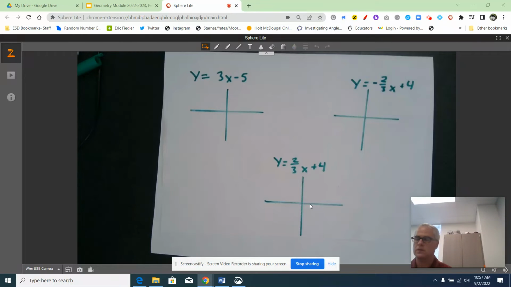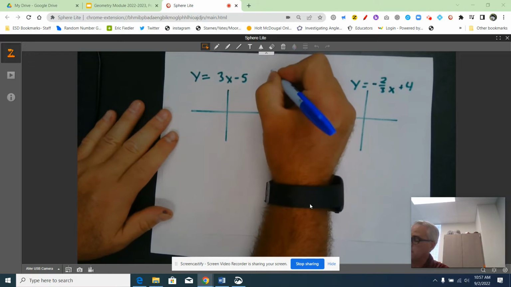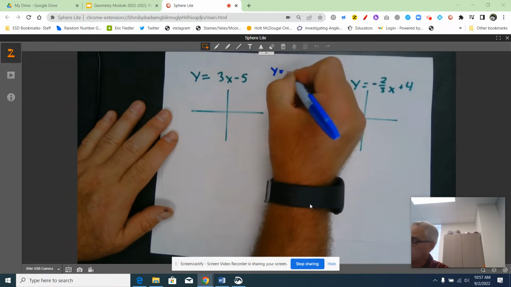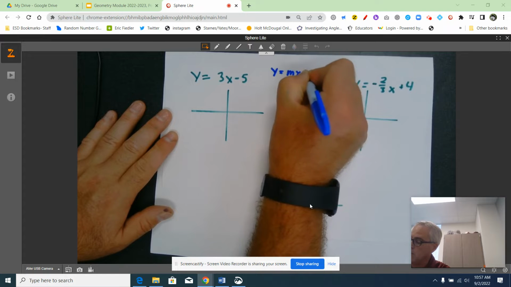Here's a couple problems about graphing lines from slope-intercept form. So let's get started. Here's the first one, y equals 3x minus 5. Remember, slope-intercept form is y equals mx plus b.